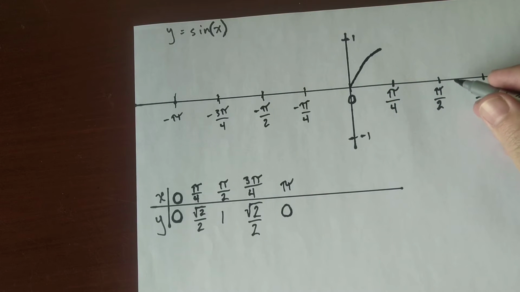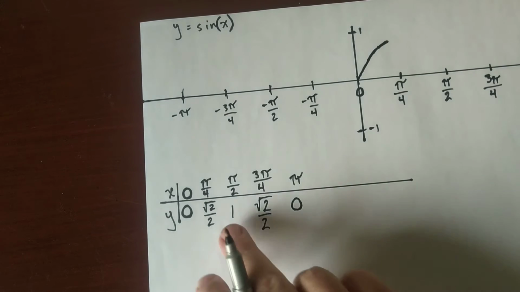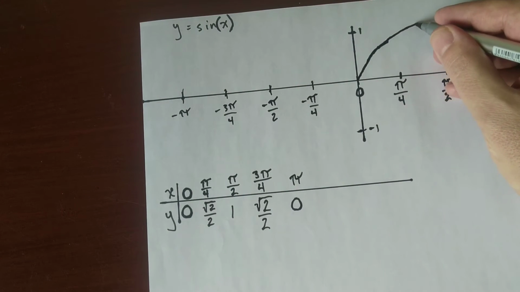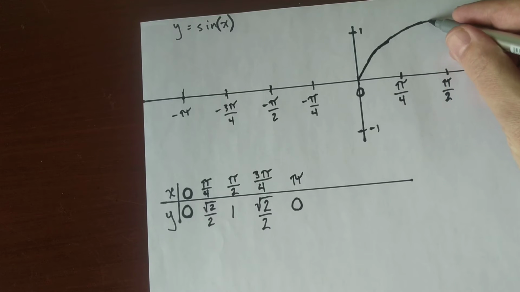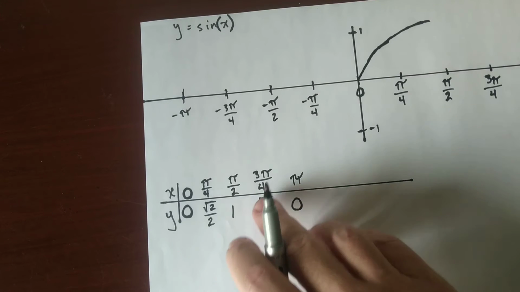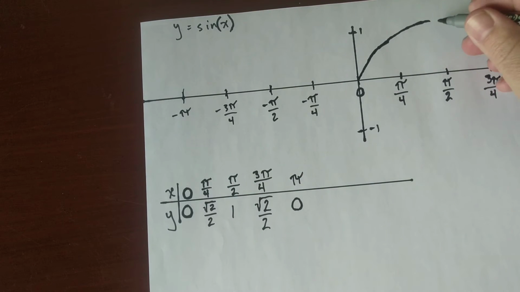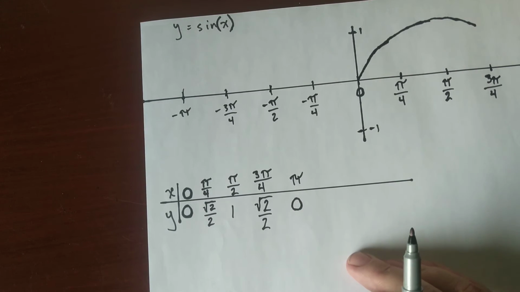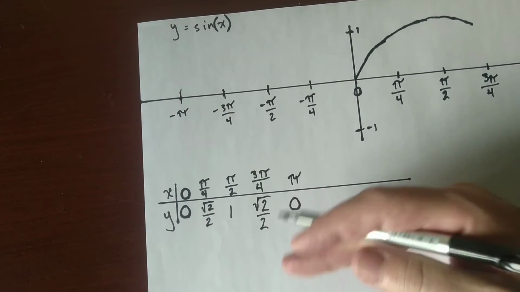And then pi over 2, come back to the table of values. It's 1. We're going to keep coming up until we hit 1. And then we're going to come down to the same value. So 3 pi over 4 is also 0.79-ish. I'm trying to draw this as well as I can. And then the sine of pi, or 180, as you know, the unit circle.